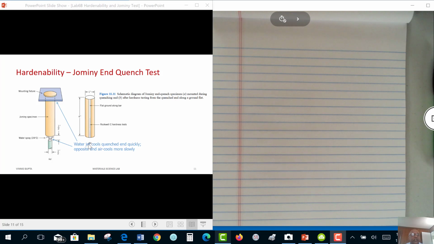Okay, now that we have machined flats on the two sides of this cooled specimen, we are going to now put it in a fixture so that we can make Rockwell hardness measurements at equidistance spots. So here is a very special fixture, and Professor Humphrey is going to explain what this is all about.